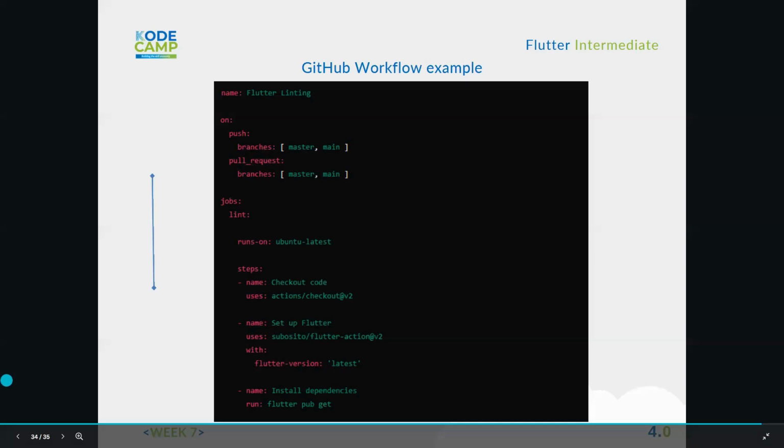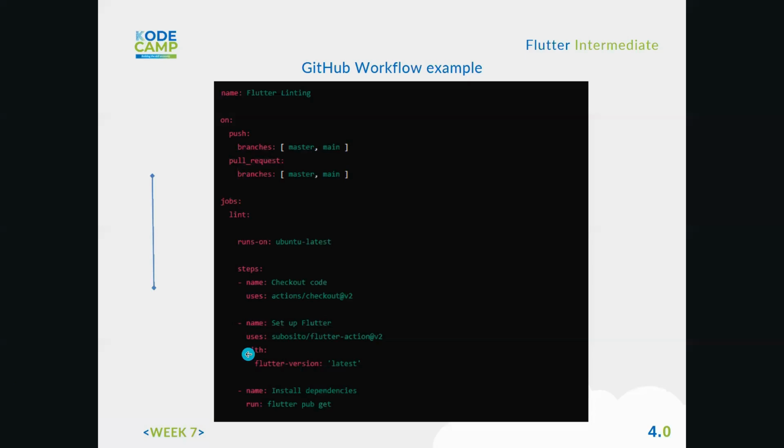So this with is just, think of it like an input parameter, right? Think of when you're creating a function and you say, okay, fine, this function should take in some parameters for it to work, right? So the with there specifies input parameters for the action. So here we're saying flutter-version and we're passing latest. So this parameter will tell this action to install the latest version of Flutter.